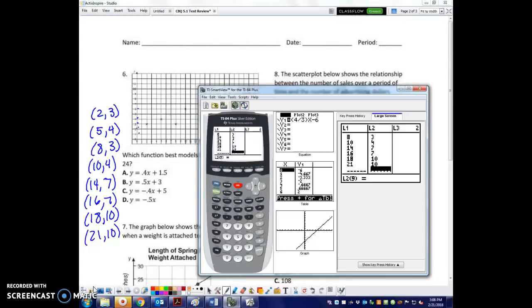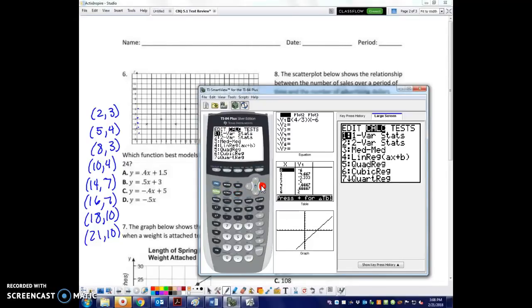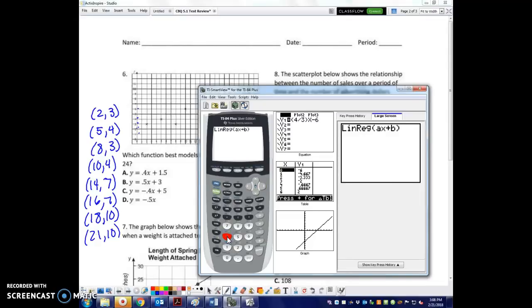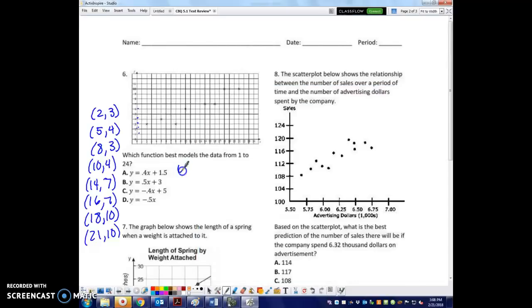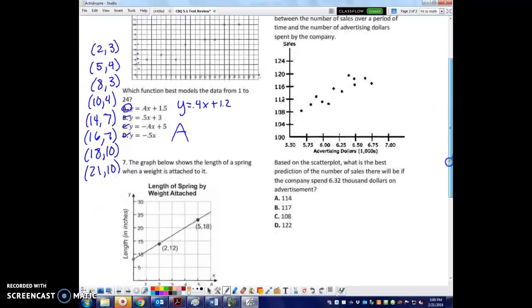Okay, fixed it. Now we're going to go to stat, over to calc. Remember, this is linear, so we want 4. Enter. So we have y equals 0.4x plus 1.2. Which one is that closest to? A. Okay. All right, number 7.